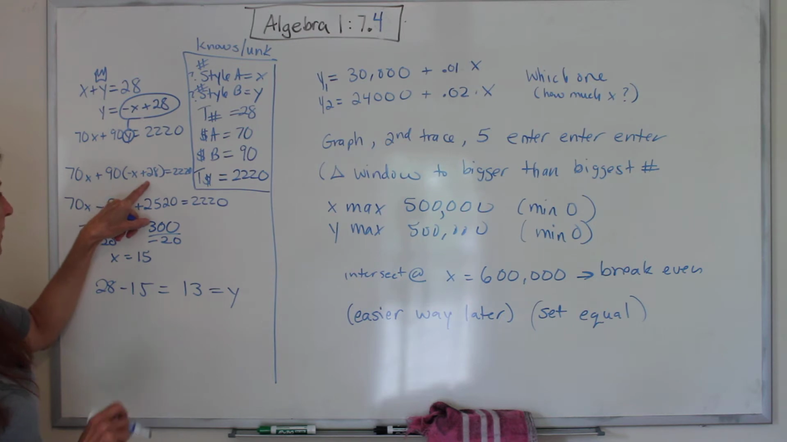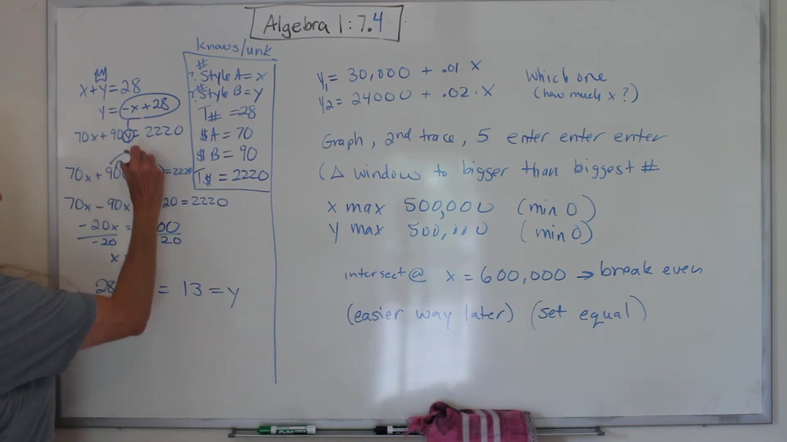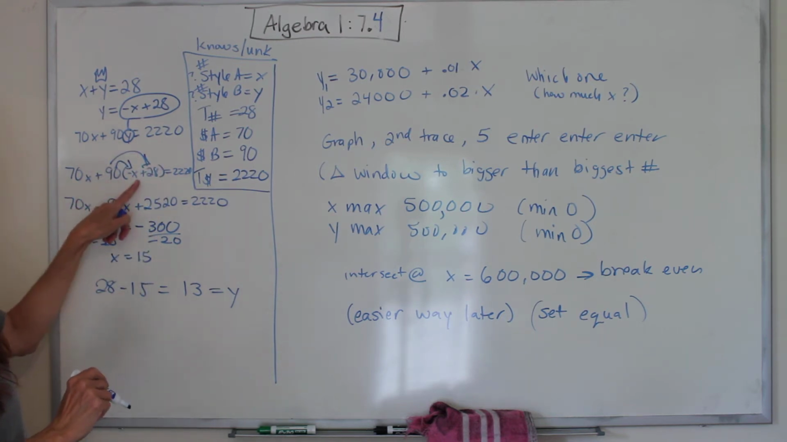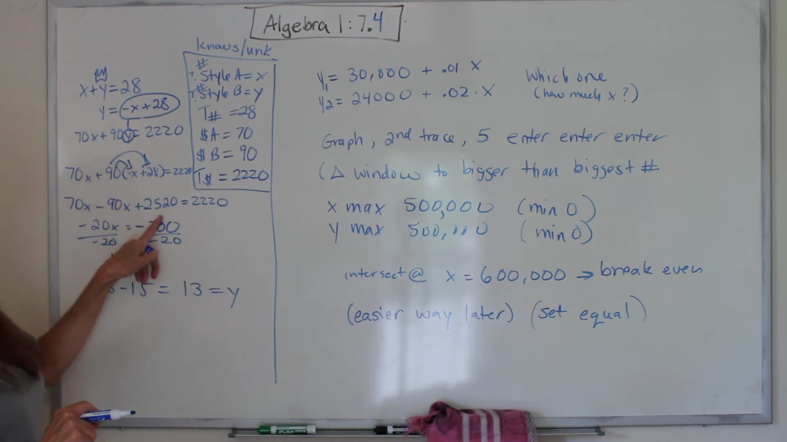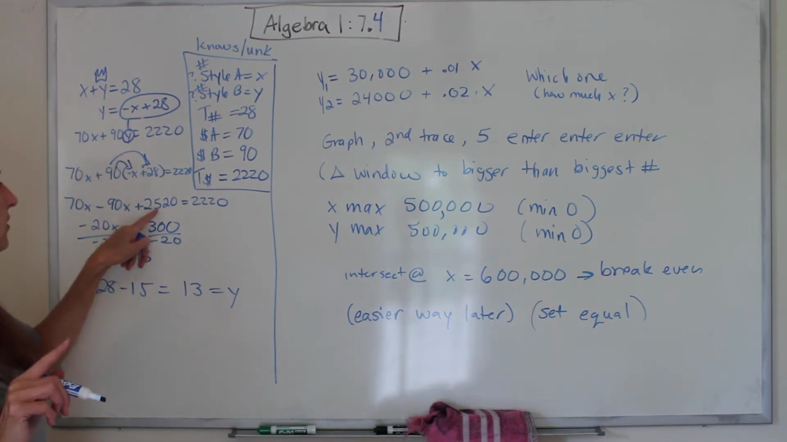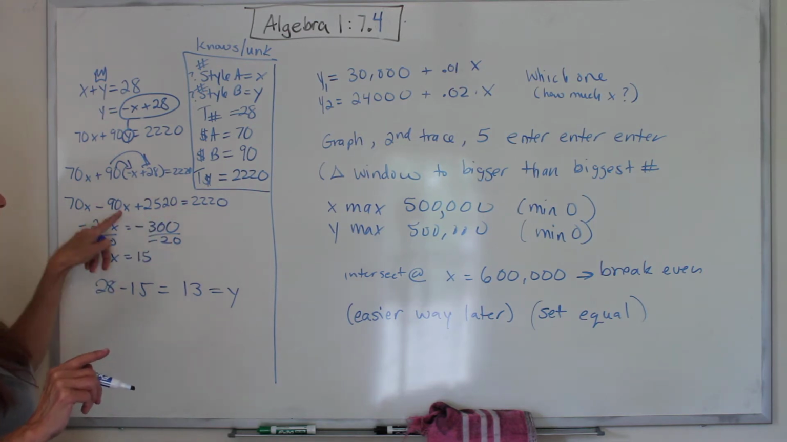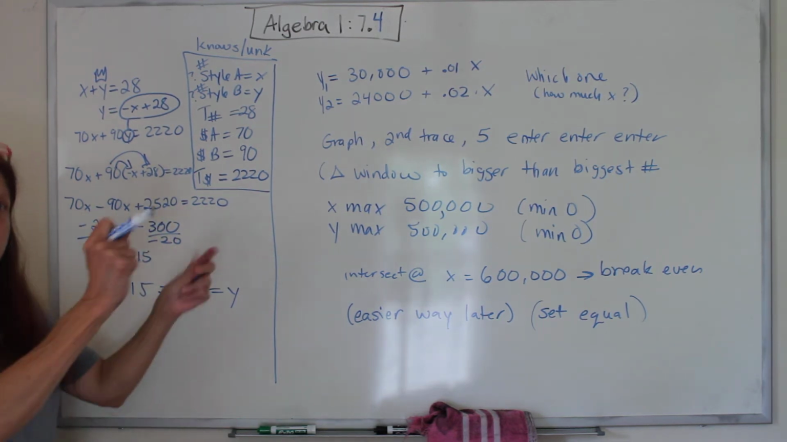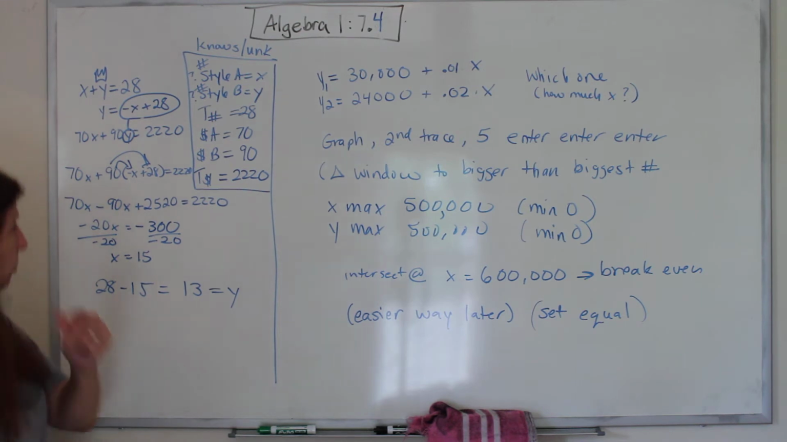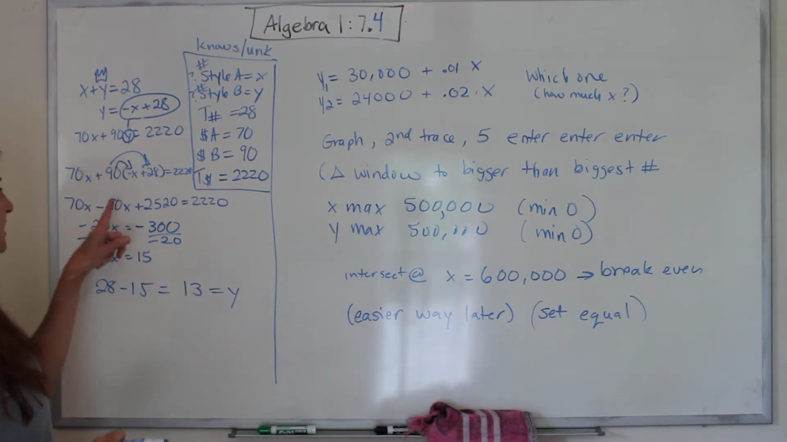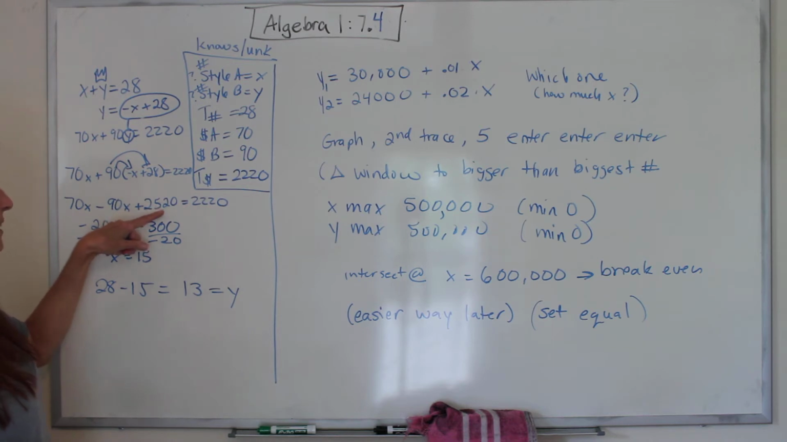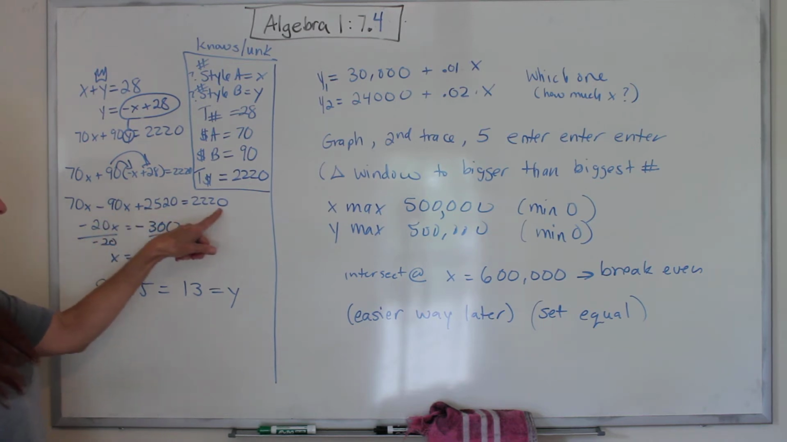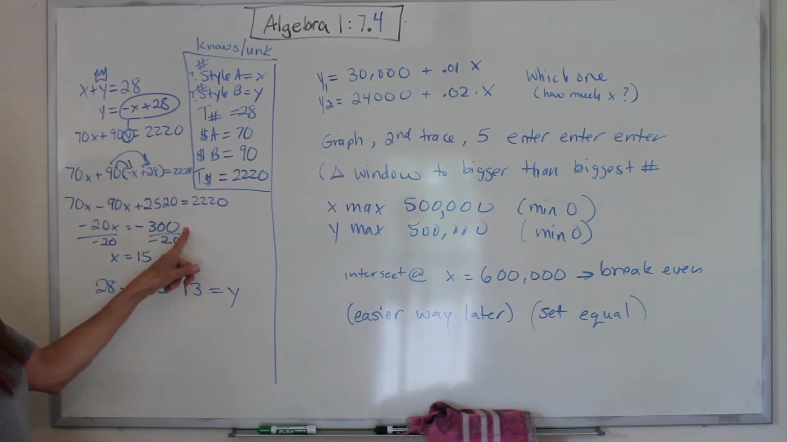There it is in parentheses, and we use the distributive property. 90 times negative X is negative 90X. 90 times 28, had to use my calculator, 2,520. Now I gather up my terms. 70X minus 90X is negative 20X. And I subtracted 2,520 from both sides to get negative 300.